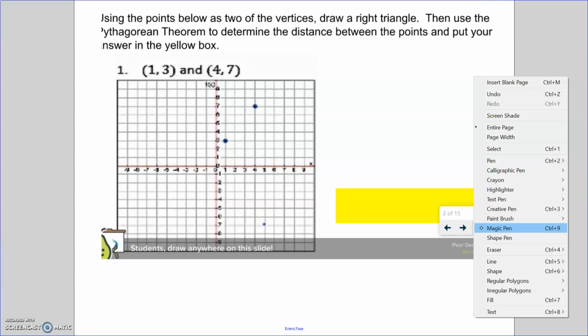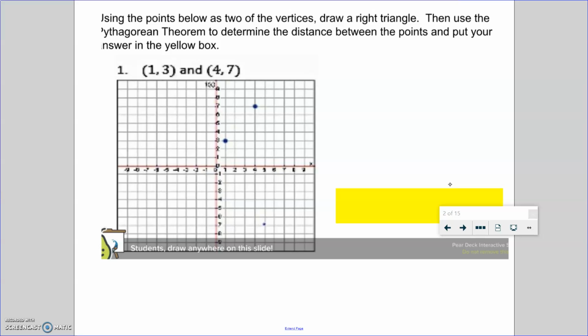So the first thing we're going to do, we're given 2 points on a graph. We're given (1, 3), which is here, and (4, 7), which is here. So we're going to create a right triangle connecting those 2 points, okay? We're looking for C because this is a right angle, okay? So we know that our formula for the Pythagorean theorem is a squared plus b squared is equal to c squared, right? So the distance from these 2 points would be C.